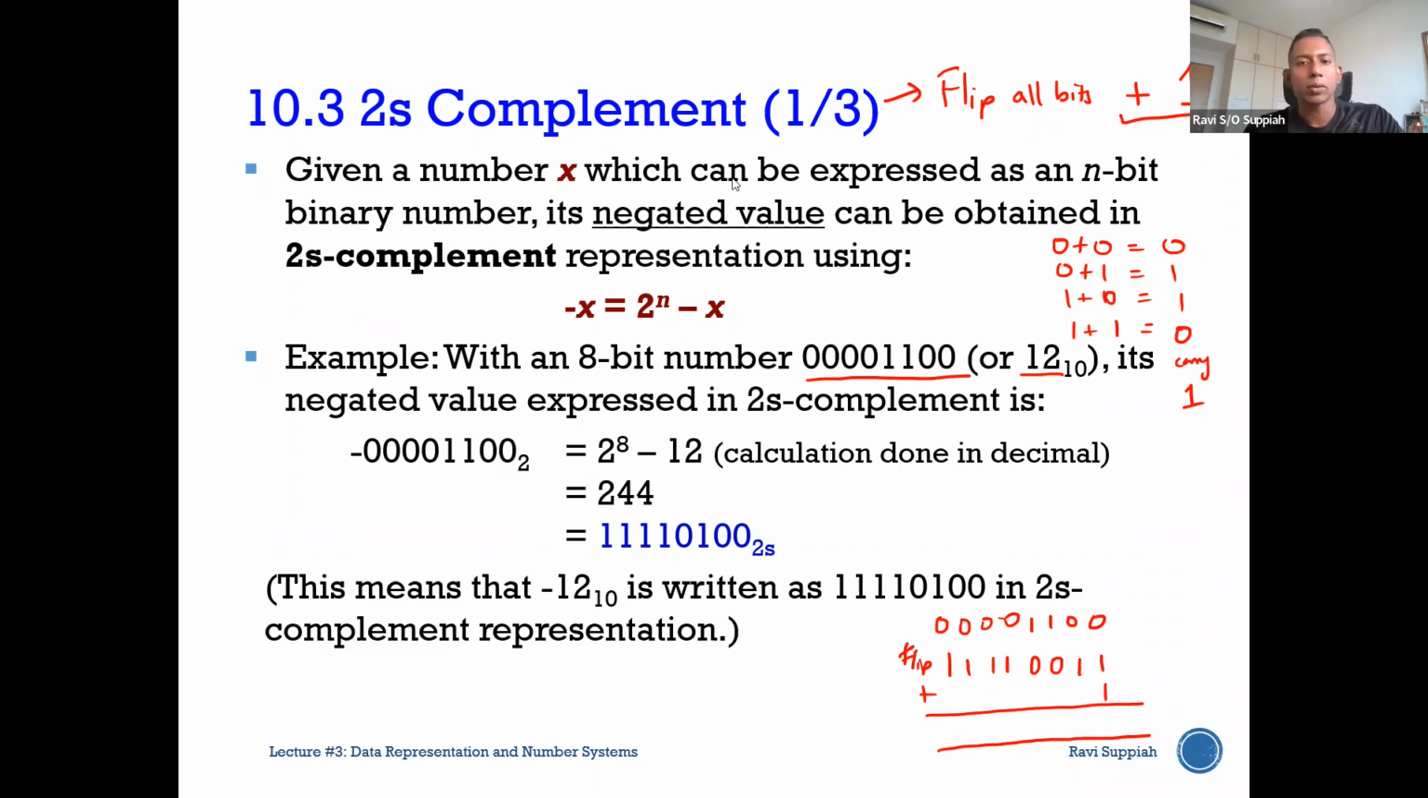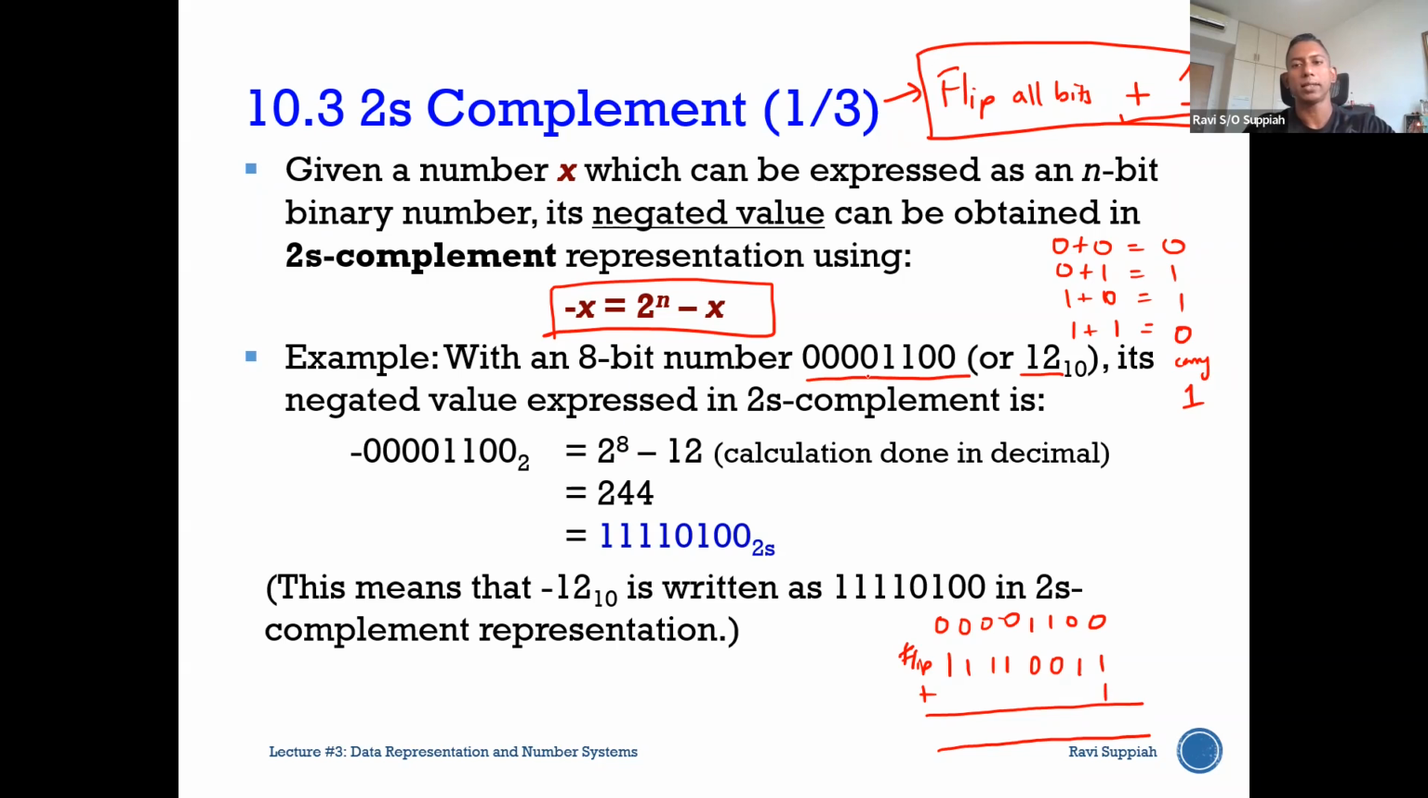So there's a question to explain the formula. Basically this formula here is the way to derive the answer. What it says is, if I want the 2's complement of a number, I can use this formula, which is the same as using this technique. So let me explain how the formula works. You take 2 to the power of n minus x to find negative x. So how does that work?